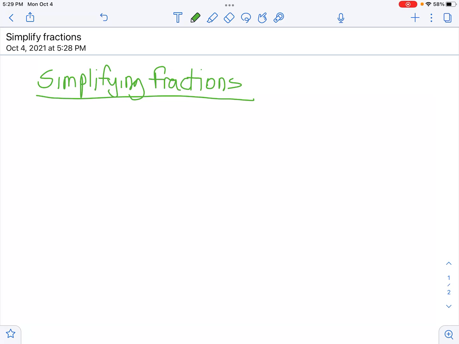This video is on simplifying fractions, that is, taking fractions and turning them into the most reduced form they can be. Sometimes it's called reducing fractions. So to start with, you probably recognize that if you have a fraction like 1/2, that's the same as 2/4, that's the same as 5/10.